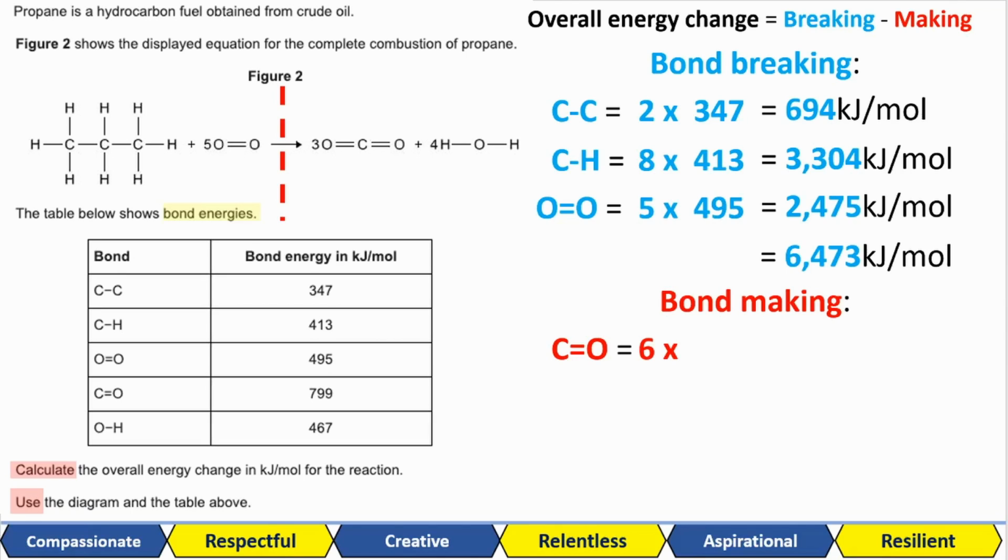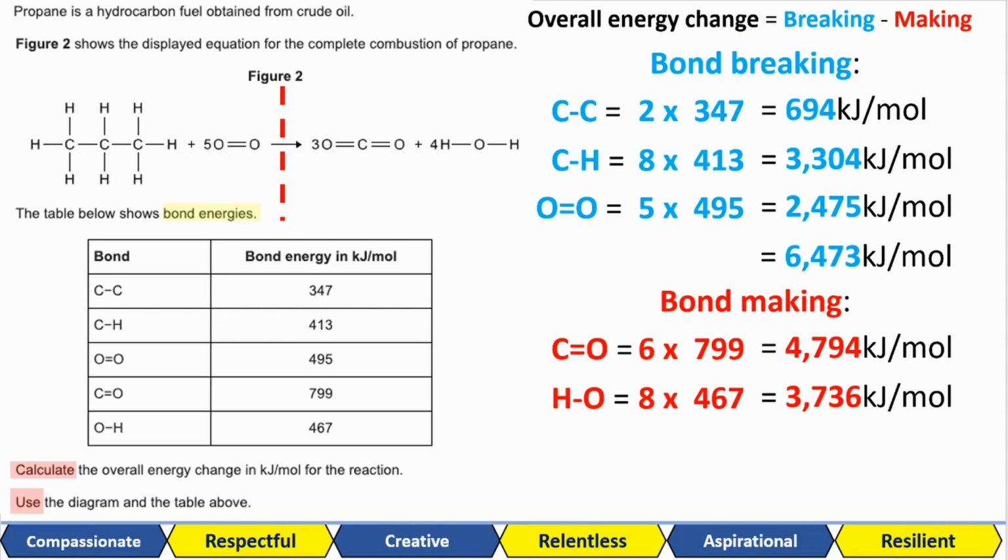So 2 times 3 gives us 6 bonds. The carbon-oxygen bond has a bond energy of 799. So 6 times 799 gives us 4,794. We have hydrogen-oxygen bonds here as well, and there's 8 lots of them. 2 in each molecule, and we have 4 molecules. So 2 times 4 gives us 8. The hydrogen-oxygen bond has a bond energy of 467, and so 8 times 467 gives us 3,736 kilojoules per mole.